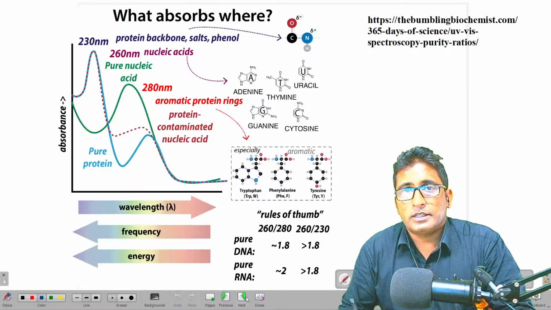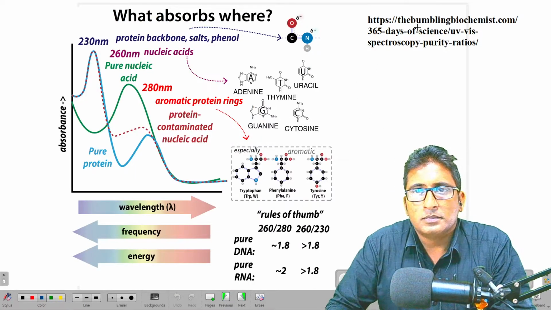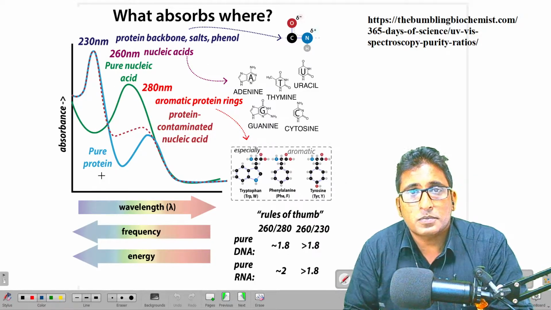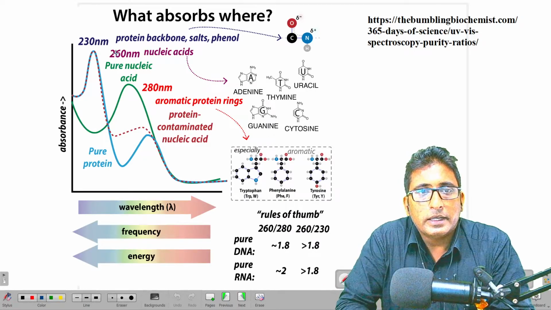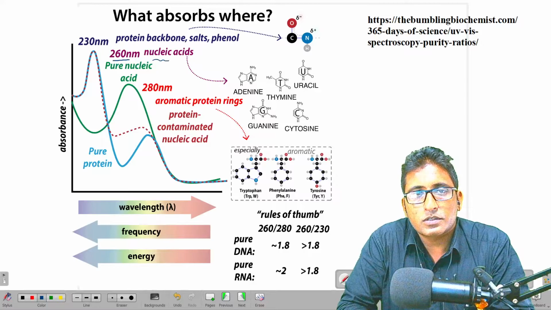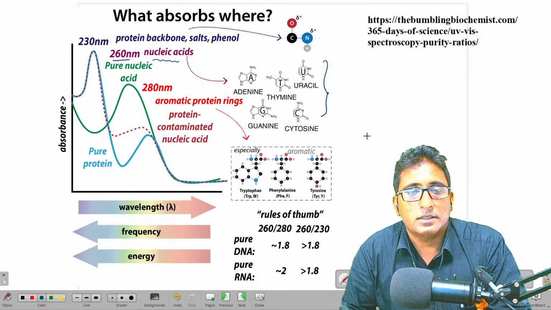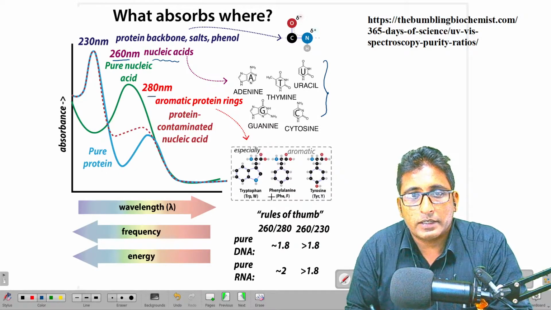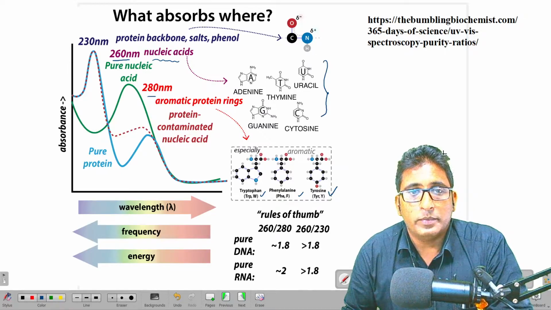To have it as a summary, here is a nice post I picked from the Bubbling Biochemist, showing the absorption spectra of different compounds. At 260 nanometers, it is the nucleic acids, that is, these bases, that absorb. At 280 nanometers, we have tryptophan, phenylalanine, and tyrosine that absorb.